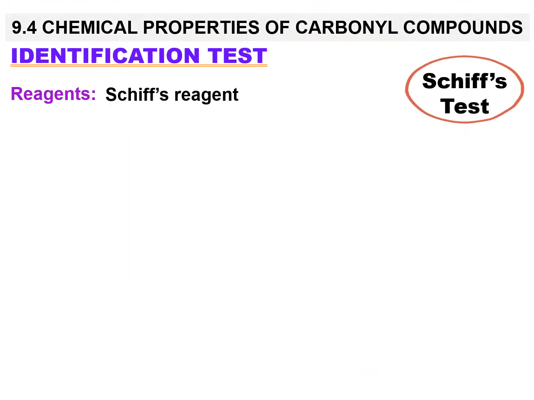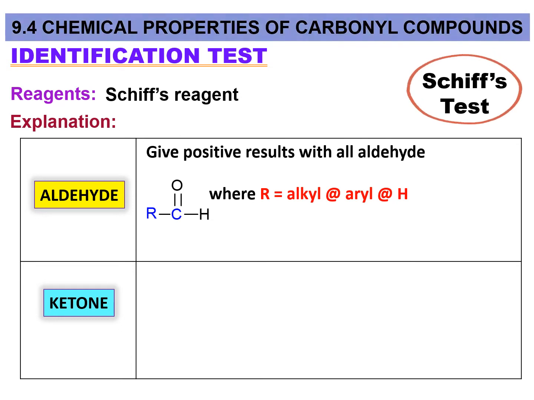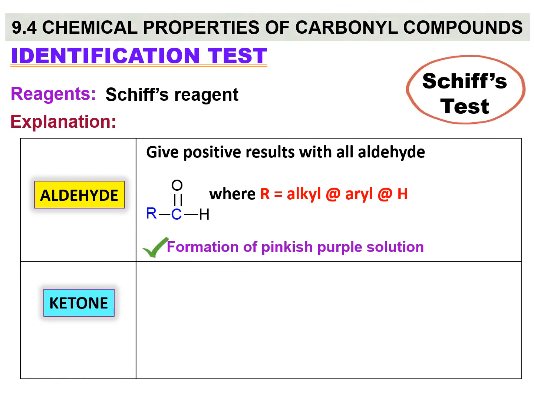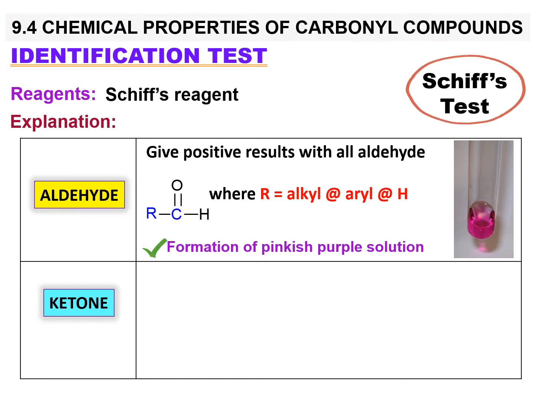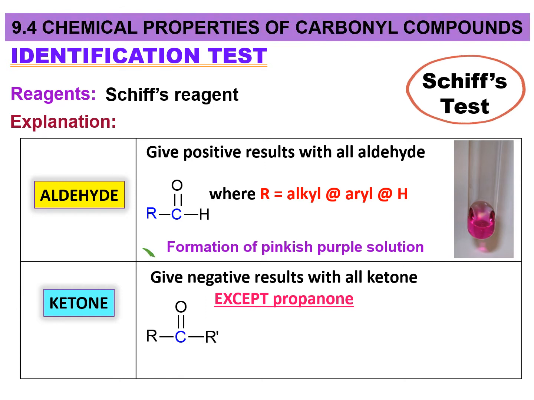Schiff test uses Schiff reagent. It will give a positive result with all aldehydes, whether alkyl, aryl or hydrogen is bonded to the CHO. The observation is a formation of pinkish purple solution. Ketone: Schiff test will give a positive result to the one and only ketone that we call propanone, and a negative result to the rest of the ketones.